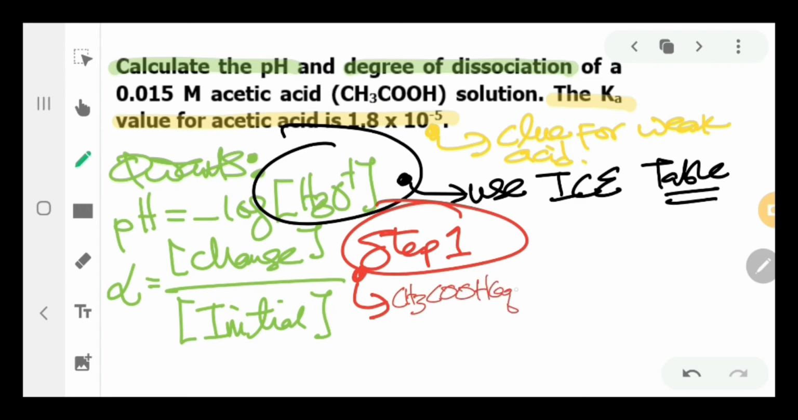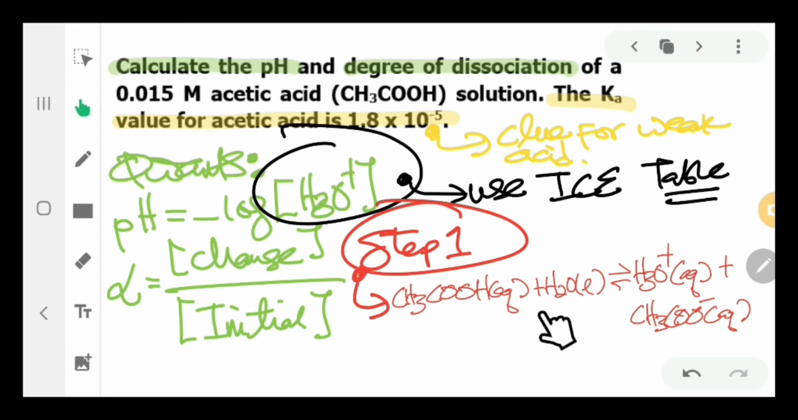CH3COOH aqueous solution plus water, and you'd have H3O plus aqueous plus CH3COO minus aqueous. So this is the first thing you need to find out. What is the balanced equation involved?